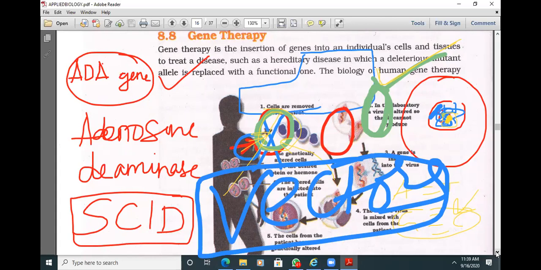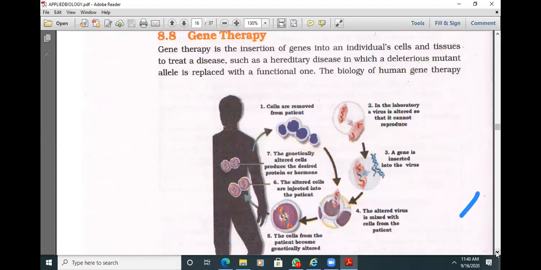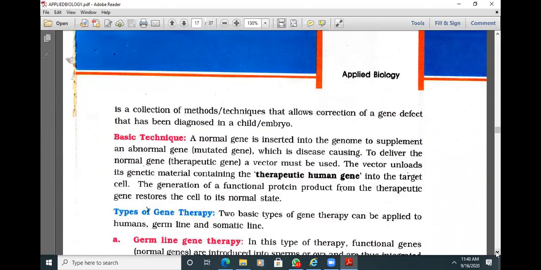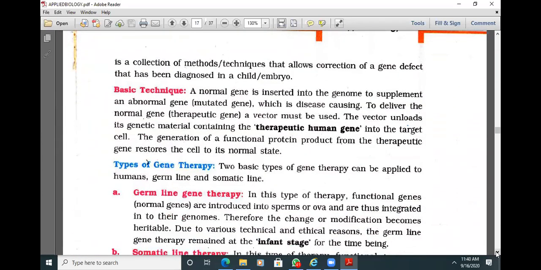Let me erase all of these. Then afterwards we'll go with the procedure. Let me talk about this. Gene therapy is the insertion of genes into an individual's cells and tissues to treat a disease, such as a hereditary disease, in which a deleterious mutant allele is replaced with a functional one. Gene therapy is a collection of methods and techniques that allows the correction of a gene defect that has been diagnosed in a child or embryo.